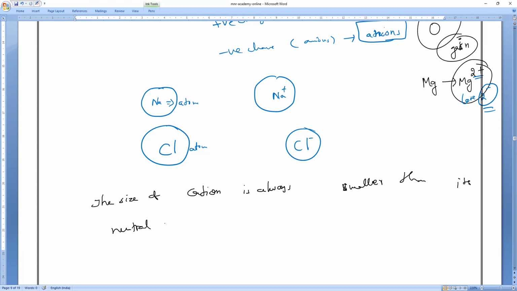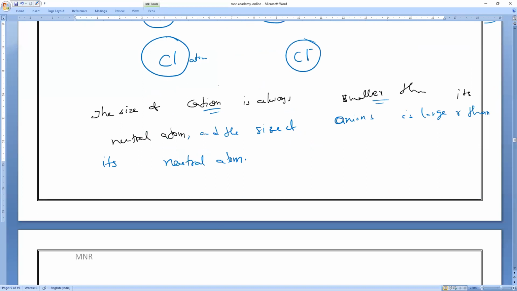What do you mean by a neutral atom? An electrically neutral atom is called a neutral atom. So the size of the cation is always smaller than its neutral atom. And the size of the anion is larger than its neutral atom. Do you understand, everybody? Yes, please write it.